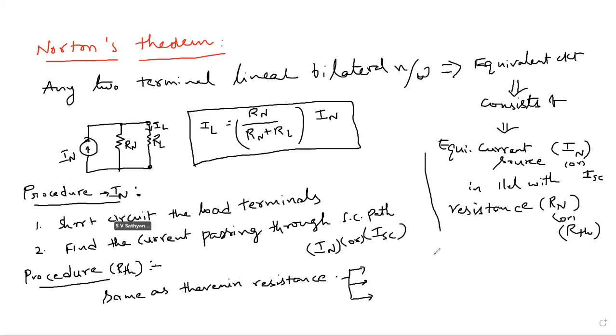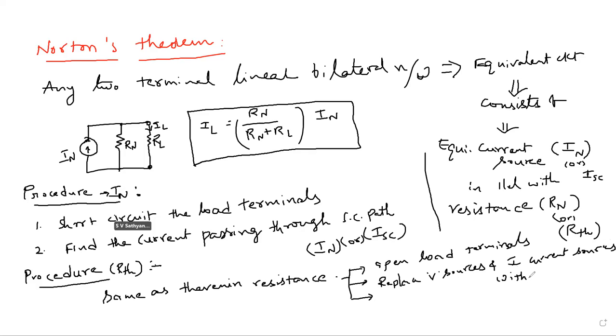Tell me the steps to calculate it. Remove or open the load resistance. Right, open the load terminals. Good. Next: make the voltage source into a short circuit. Right, nothing but replace the voltage sources and current sources with their internal resistances. That is, the voltage source is short circuited and the current source is made an open circuit.